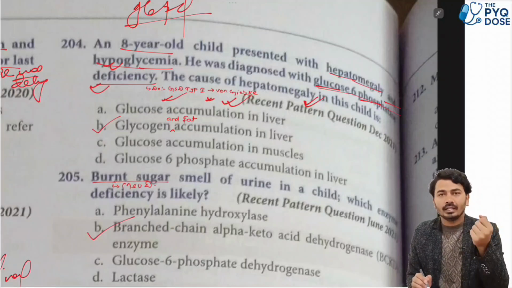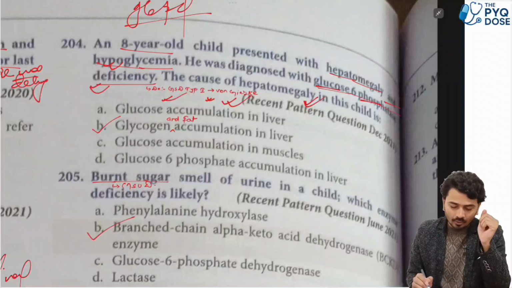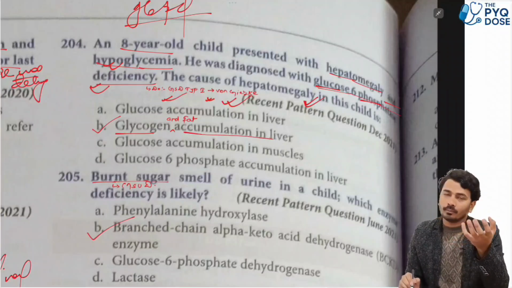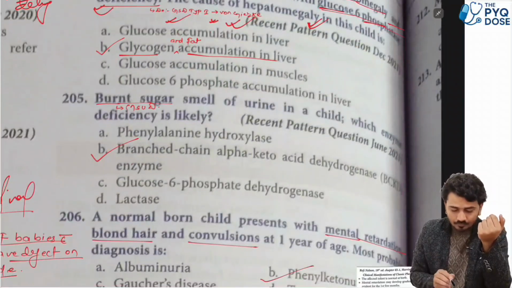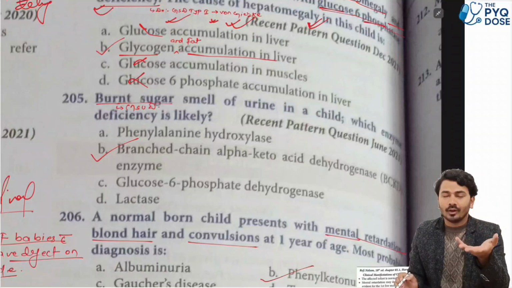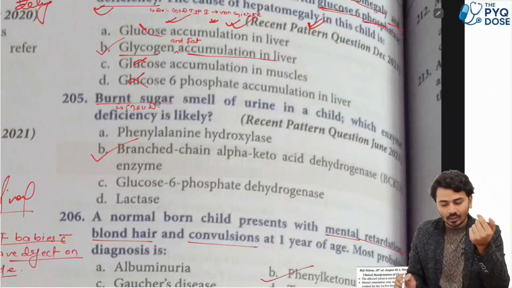The cause of hepatomegaly in this child, they are asking. That is due to the glycogen and fat accumulation in the liver, that will make the liver large. This is glycogen. Glucose you can cross out from here. Of course, there is only one option with glycogen, so you can go with that. That is also a way to solve this question.